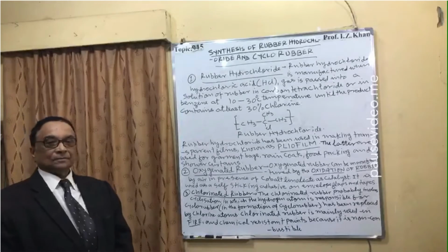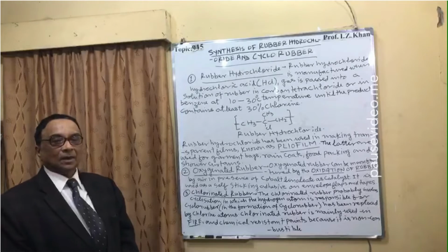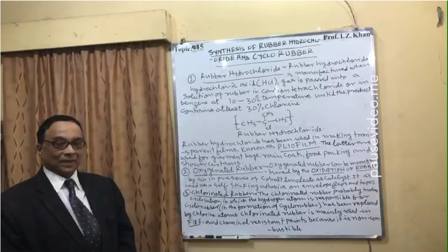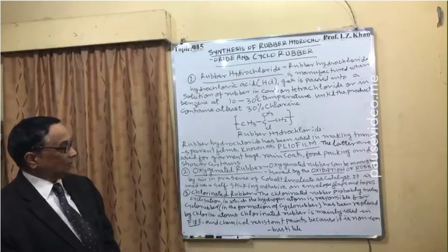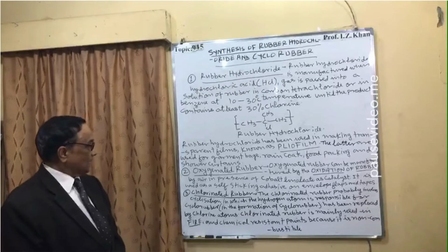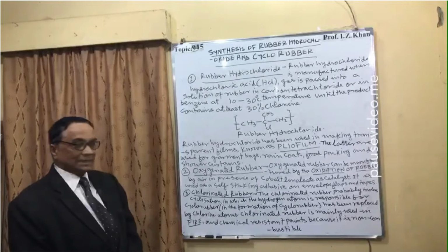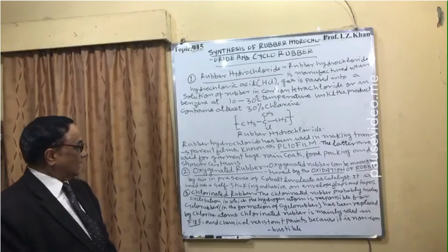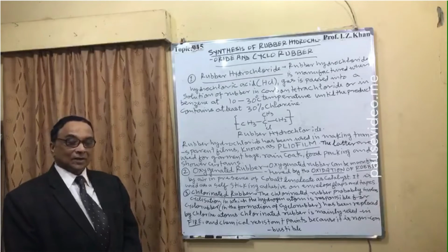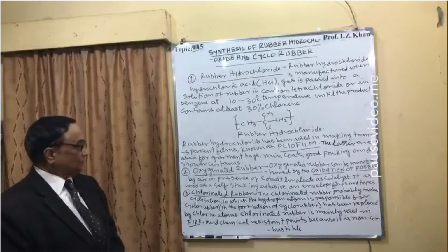Number 2 is oxygenated rubber. This rubber is produced by the oxidation of rubber in the presence of air, and it can be manufactured by oxidation of rubber by air in the presence of cobalt linoleate as a catalyst. It is used as a self-sticking adhesive. So it is a very good self-sticking adhesive.